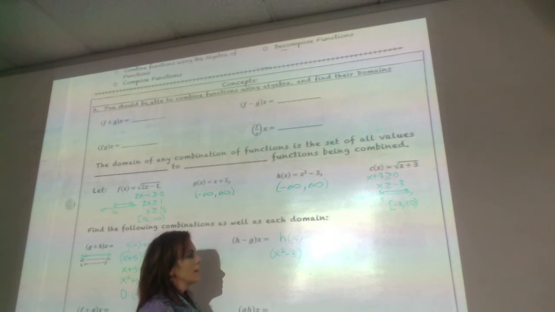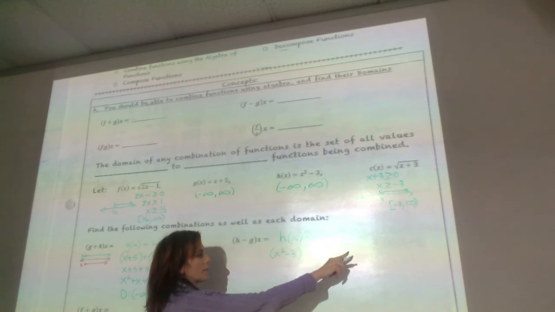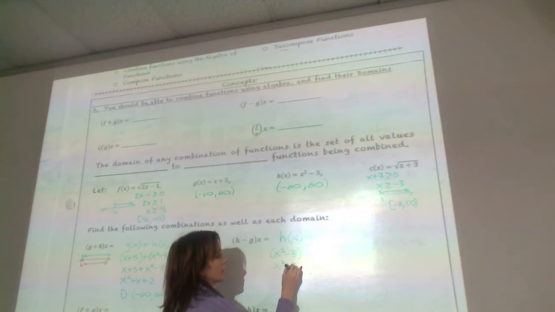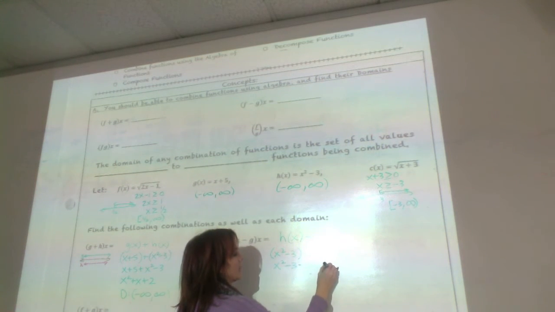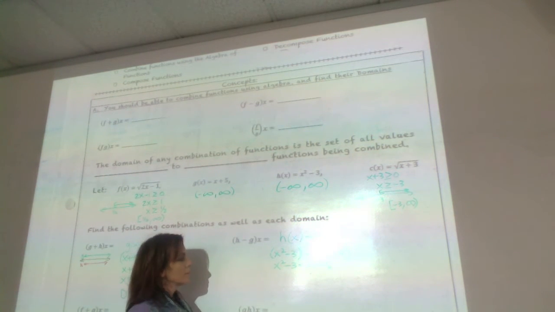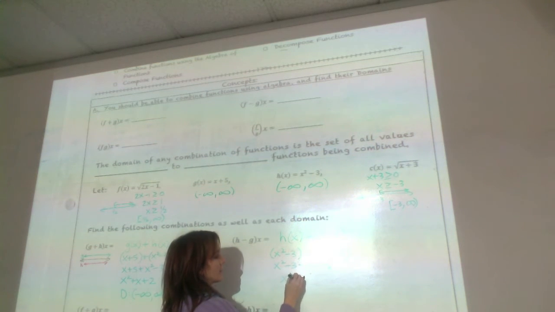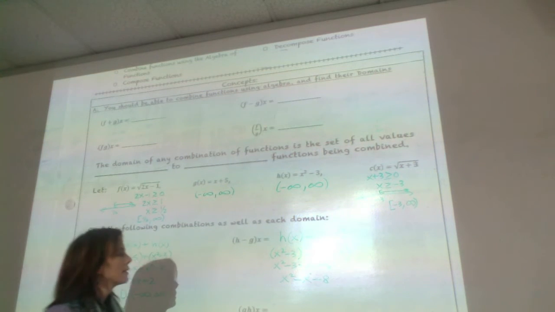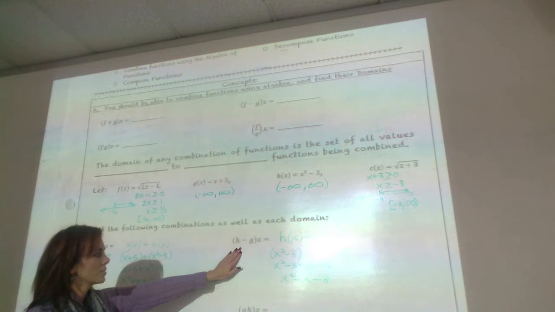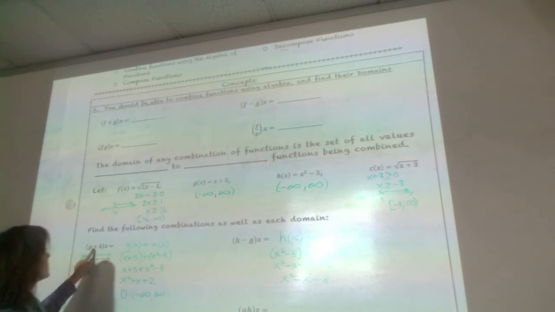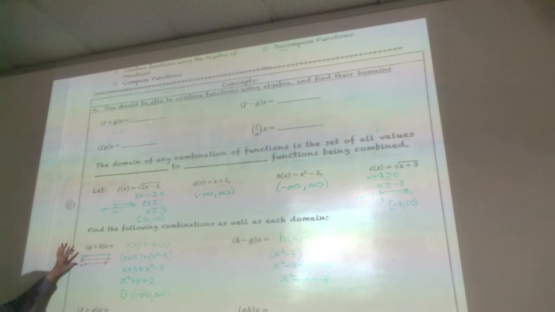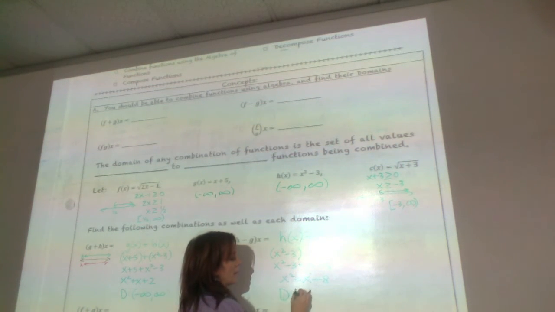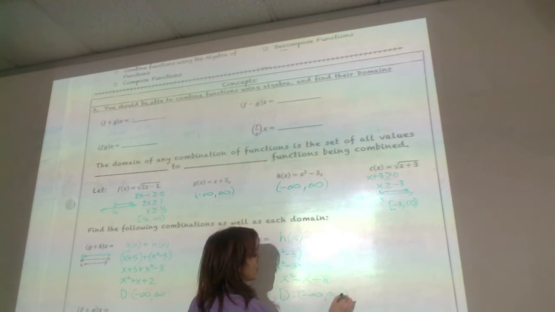Okay? Now, since I have a negative here, I'm going to distribute it through. I can drop these parentheses altogether, so x squared minus 3 minus x minus 5. Combine like terms, put it in standard form. X squared minus x minus 8 would be the same as h minus g of x. Now we already did the domain of combining g and h, so I know that the domain here is going to be the same, negative infinity to positive infinity.